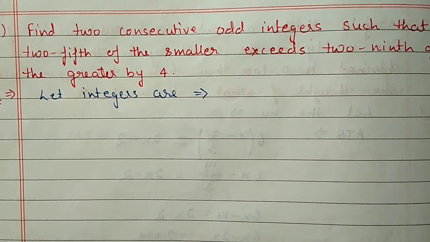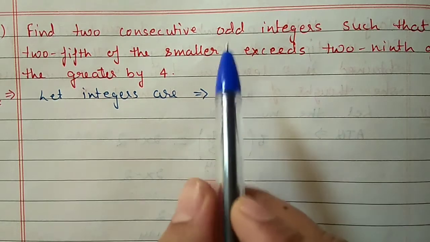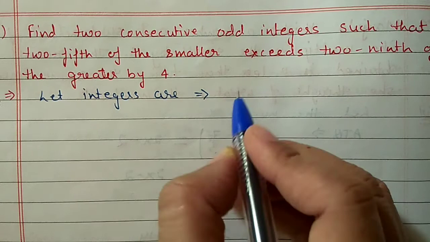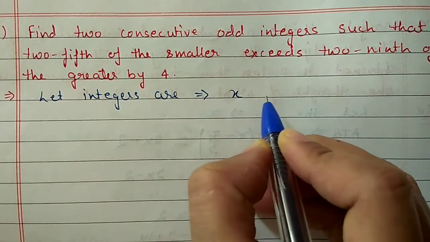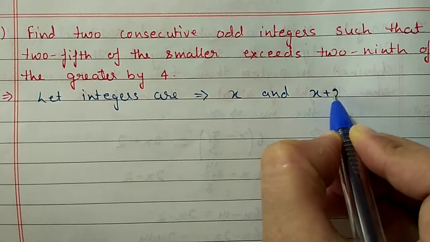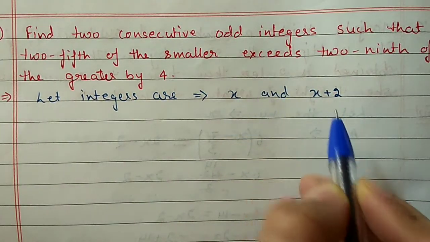Next question number 6. Find two consecutive odd integers such that 2/5 of the smaller exceeds 2/9 of the greater by 4. So here we have to take odd integers. For odd integers also the same thing: suppose the first one is x, then the next one will be x plus 2. You can see, if in odd integers you take 3, the next will be 3 plus 2, 5.